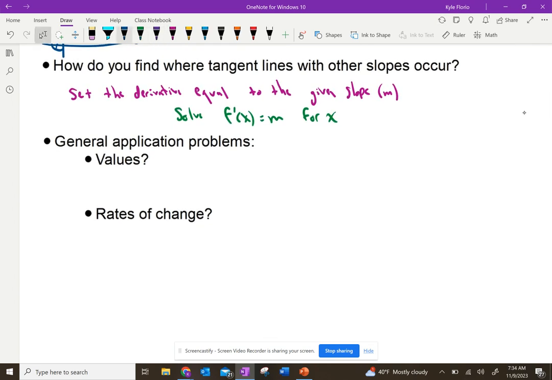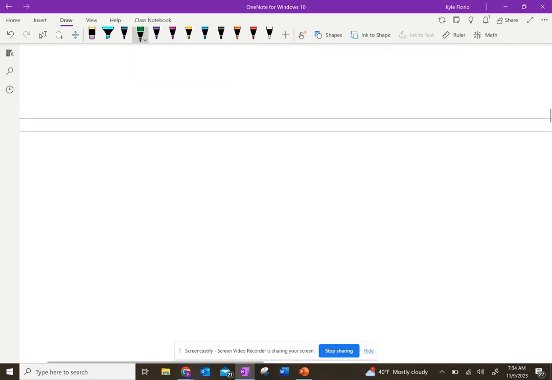General application problems, this is going to make more sense a little bit later. If you're trying to find a value of a function, we just plug into the actual function, f of x, to find out what the output is. But if you want to find the rate of change of something, then we plug in to the derivative. And this is going to come up in some examples a little bit later on.